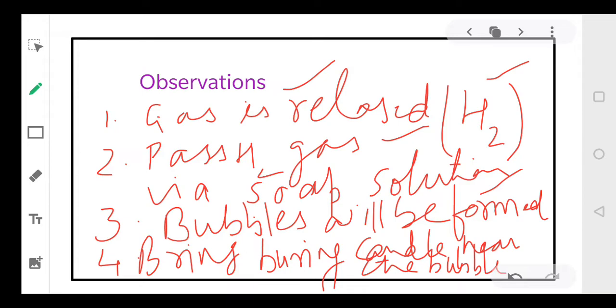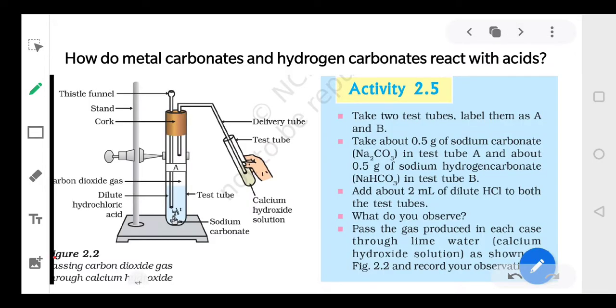Okay? Let's start with another activity, that is activity 2.5. I have taken this activity from your NCERT only, students. So you have to underline it in your NCERT as well. The activity is, how do metal carbonates and metal hydrogen carbonates react with each other?